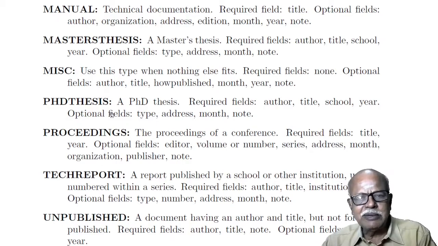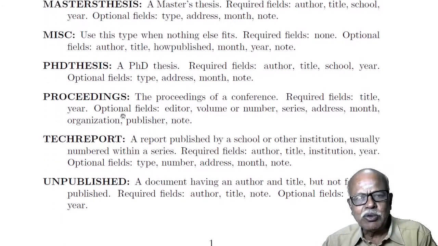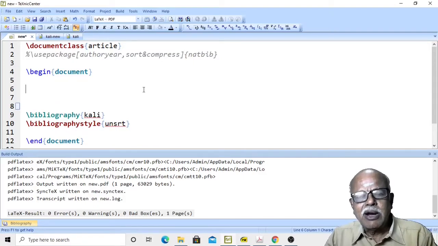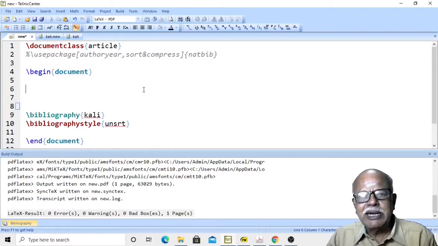All these items refer to the published work. If you are going to use a reference of an unpublished work, you can use the unpublished entry type in your bib file. Now, how to have BibTeX entries?